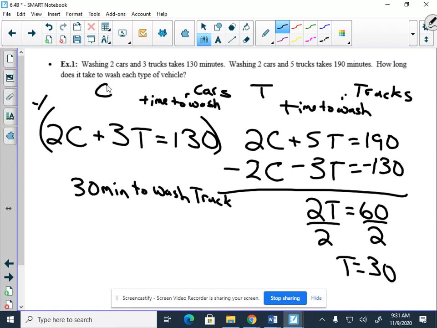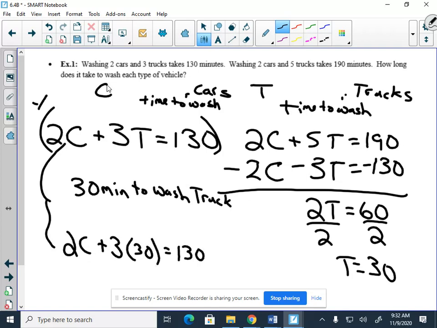Now we have to somehow figure out what's the time to wash the car, because the question says, how long does it take to wash each type of vehicle? So we have to take that and put that in one of the equations. So I'm going to put in this one down here. 2C plus 3 times 30 equals 130. I put in the 30, I put that in for the truck. Now I'm going to cross that off. 3 times 30 is 90. If you can go right to 90 and understand 3 times 30 would be 90, that's going to make things easier.